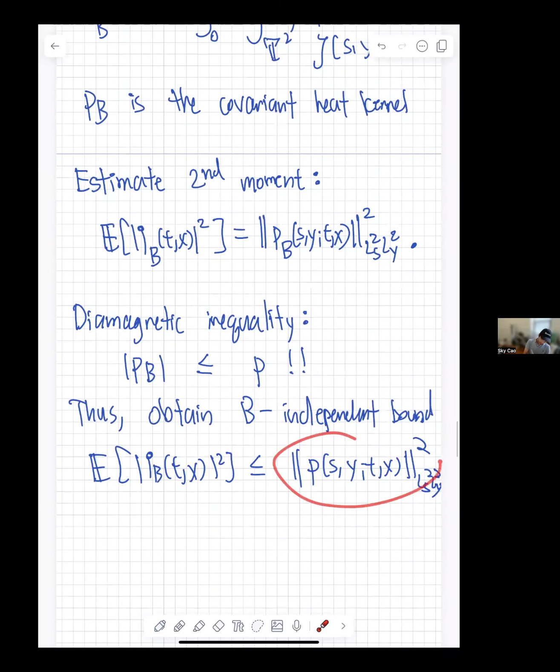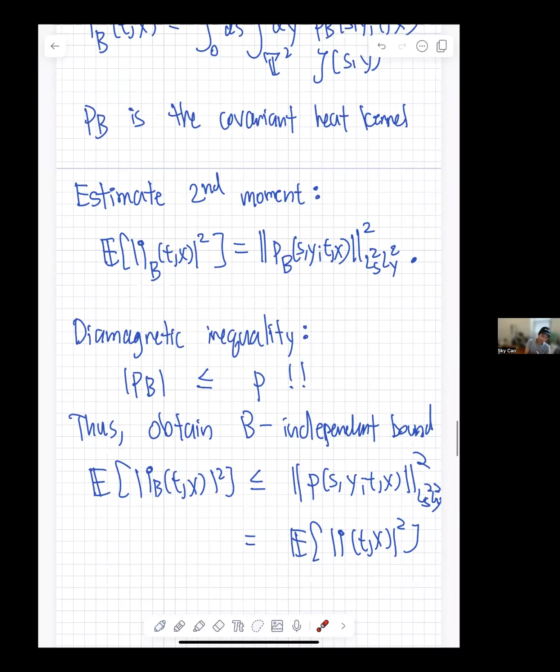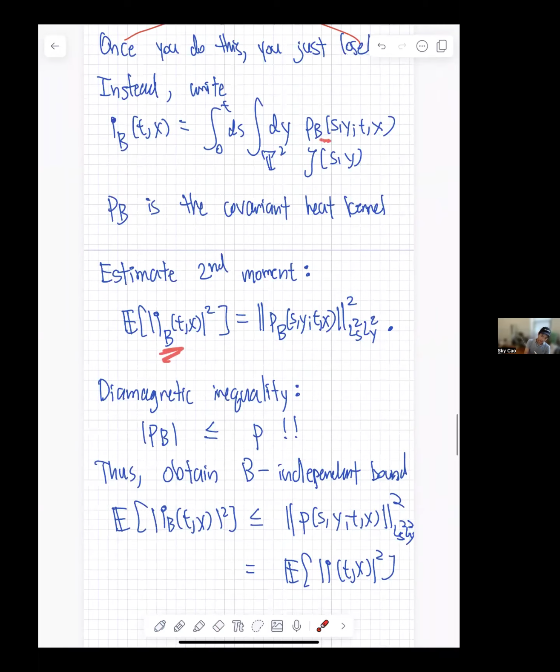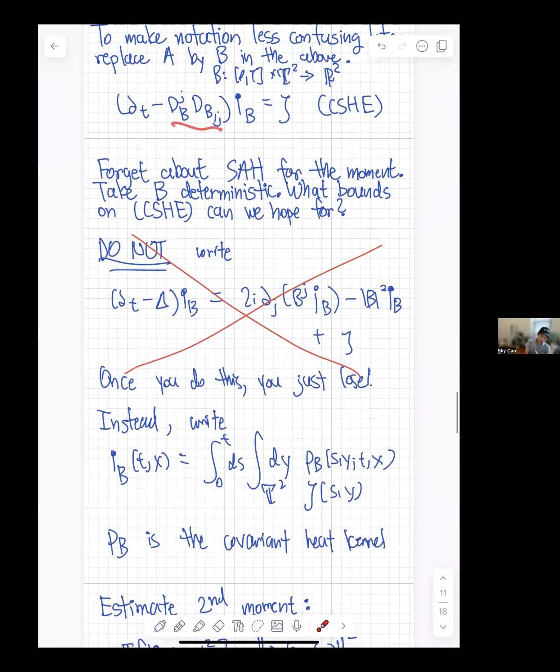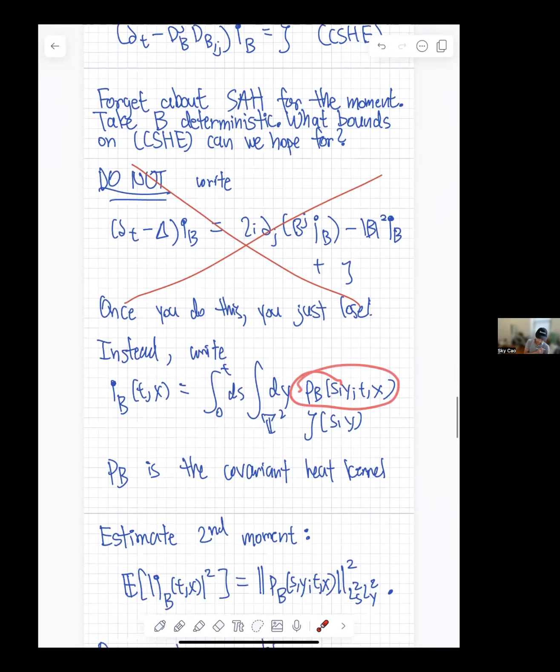But this is just the second moment of the usual object, right? Because if I did take B to be 0, then this is the usual Laplacian, so I would just have the usual heat kernel here.